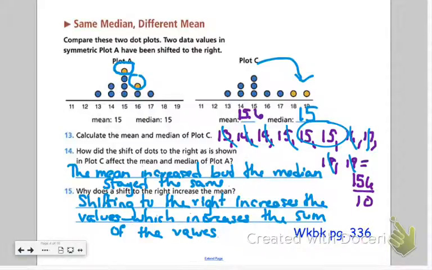So remember, you have to add all of these numbers up before you divide. Well, if your numbers are increasing, if you're shifting from a 15 and a 16 over to an 18 and a 19, the sum of your numbers is going to increase, meaning when you go to divide, you're going to end up with a bigger mean.